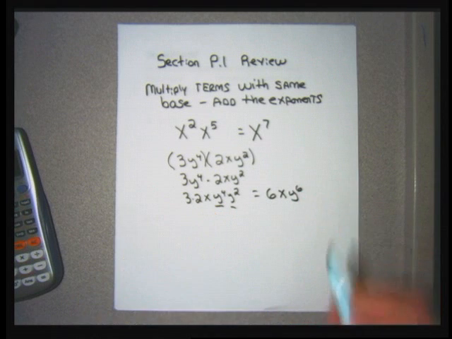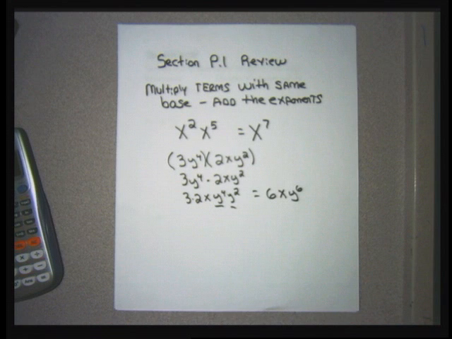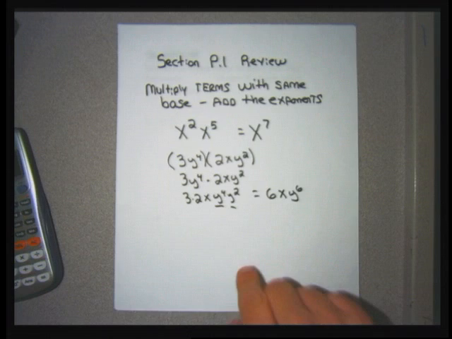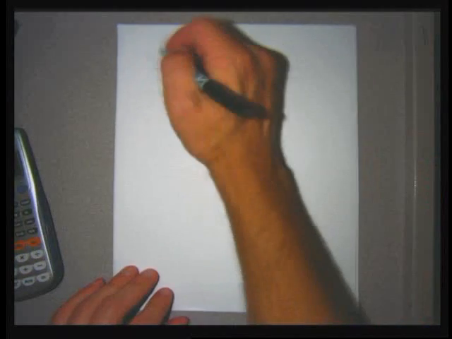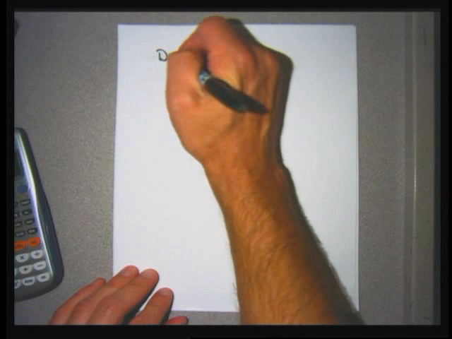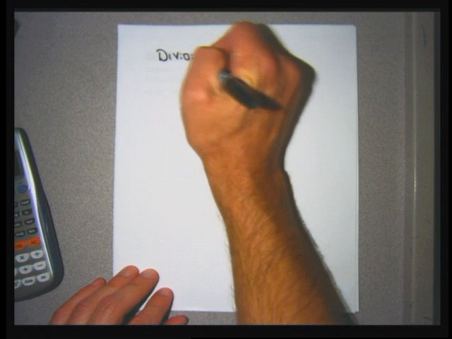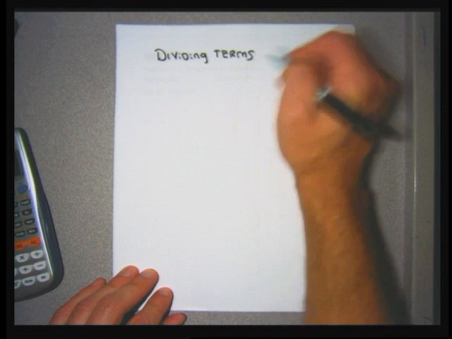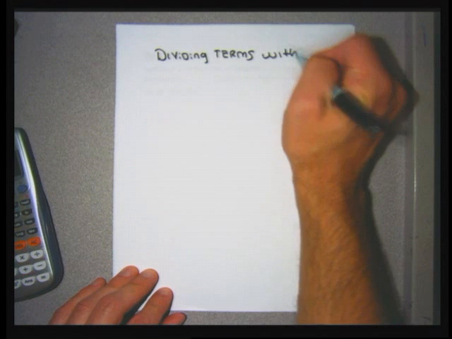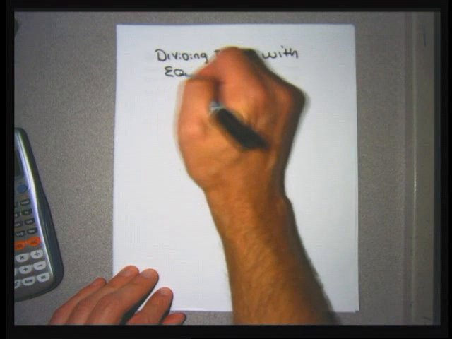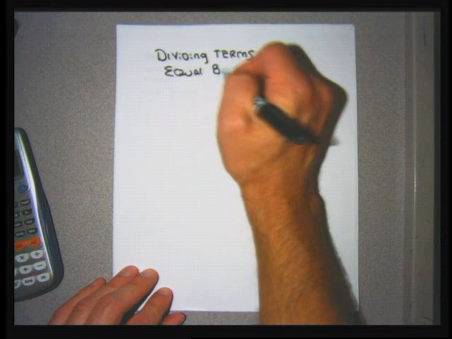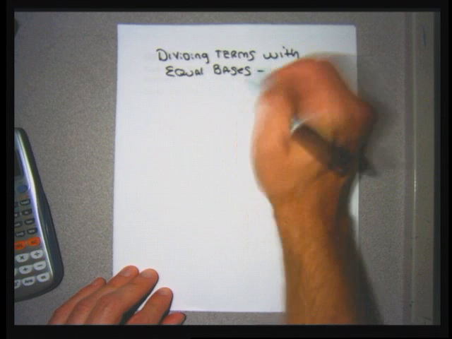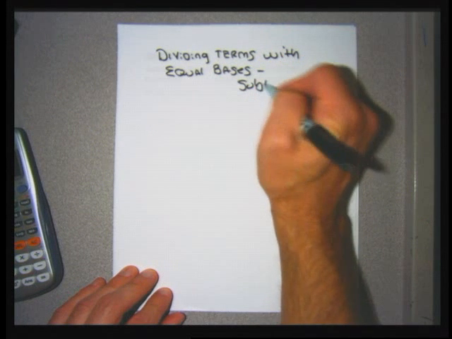So that was one of the 3 rules that we learned in section P1 that you still are going to have to know in section P2. That rule won't leave us, and it'll come back again. Another rule that we did is dividing terms with like bases. This is still just a quick review of section P1. And that's when we subtracted the exponents.